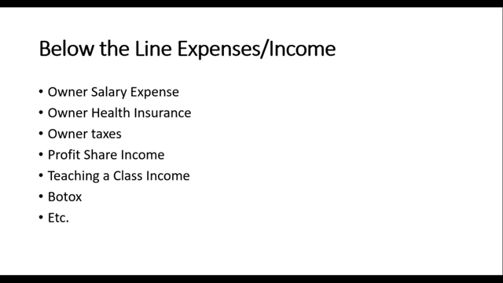So some of the things that you might see on here, this is where you might see an owner's salary. If they just decide to W-2 themselves, this is where you see the owner's salary, the owner taxes, the owner's health insurance as expenses. Profit share, this is going to be below the line income that's going to come in. Teaching a class in a region, if they're getting paid to teach classes, that can also go into below the line income.